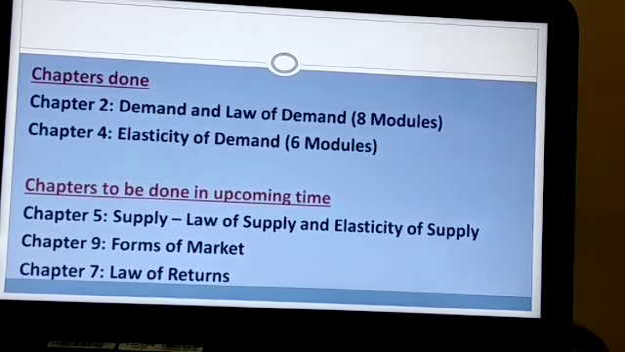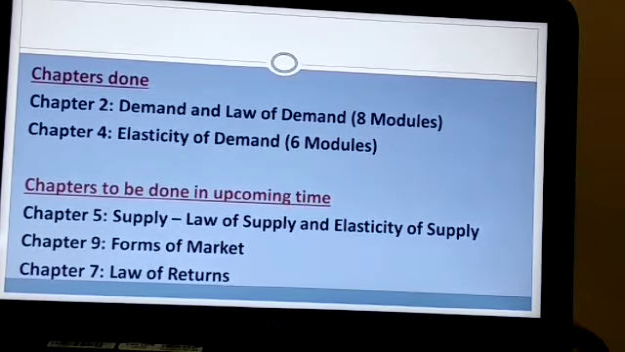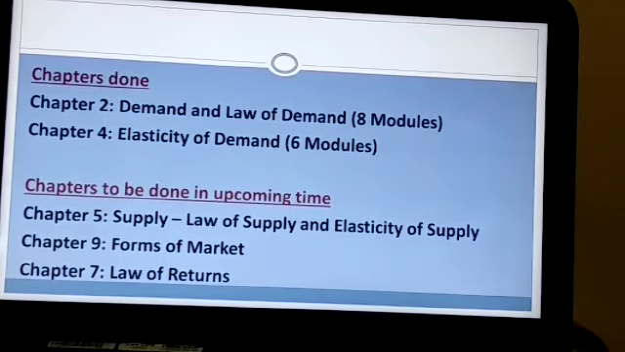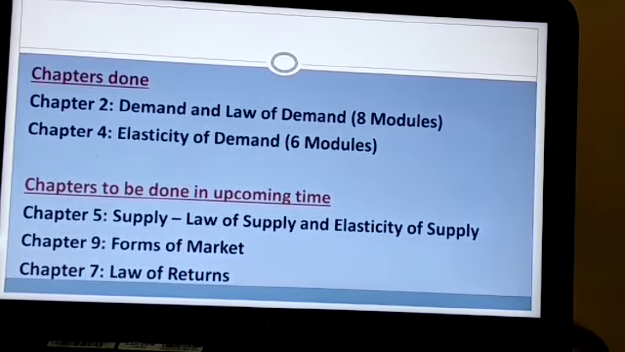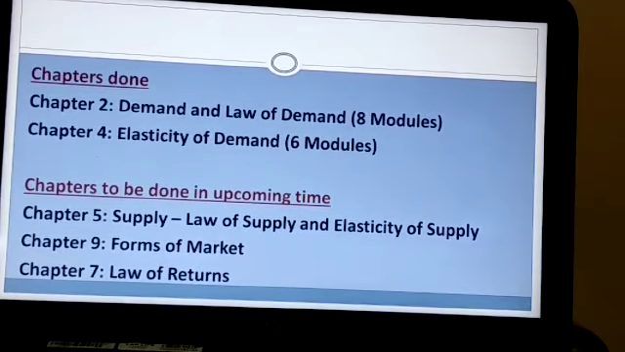And there were 8 modules that were uploaded in the school website. Next chapter we did was chapter 4, elasticity of demand. Of this chapter, 6 modules have been uploaded on the website. In the upcoming time, we will be planning to do chapter 5, that is supply, chapter 9, forms of market, and chapter 7, law of returns.